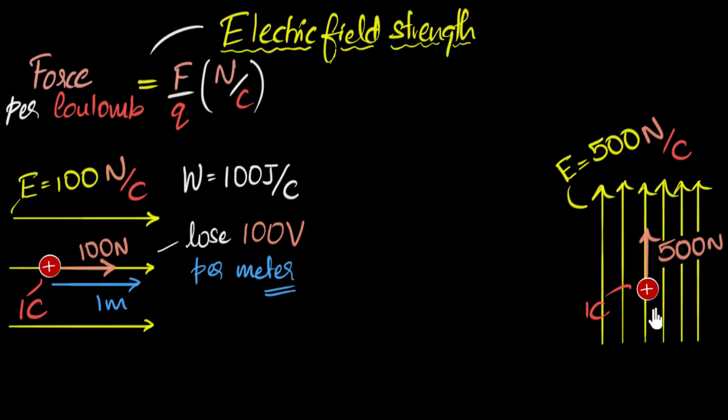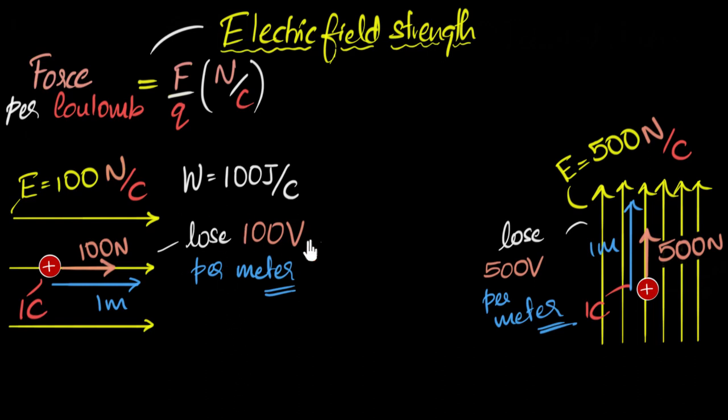Okay. Now, similarly, what can you say about this electric field? How many volts would we lose if you go 1 meter forward? All right. Well, the calculation will be very similar. If I go 1 meter forward, so let's say this is 1 meter, the work done by the electric field would be 500 joules. So 500 joules per coulomb. So 500 volts for every meter you go forward. So in this electric field, we will lose 500 volts, much higher, 500 volts per meter.